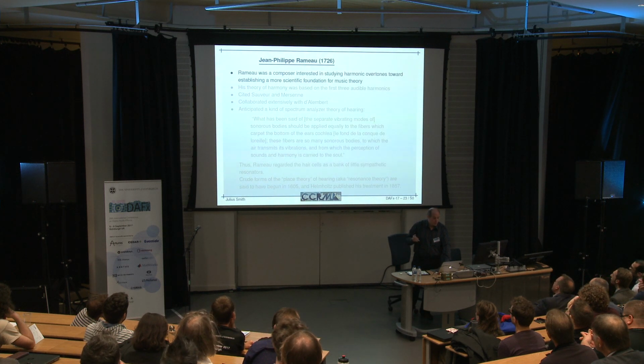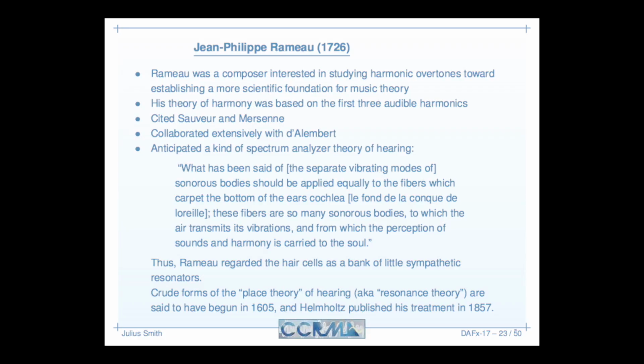So then Rameau was a composer, and he was interested in studying harmonic overtones toward a more scientific foundation for music theory. And this looks like the beginning of computer music to me. This is when composers are starting to get together with scientists and figuring things out. The 18th century was a wonderful time for science, and the arts and the sciences were getting together. And it just feels like a computer music collaboration between Rameau and D'Alembert. But in those days, the great compliment for a mathematician and scientist was geometer.